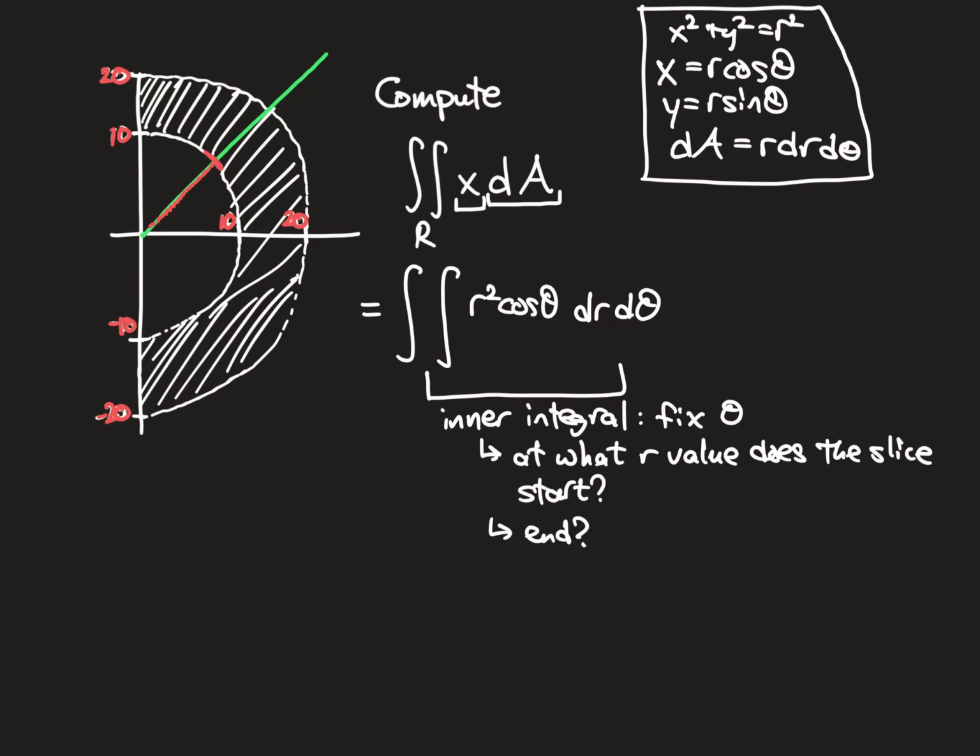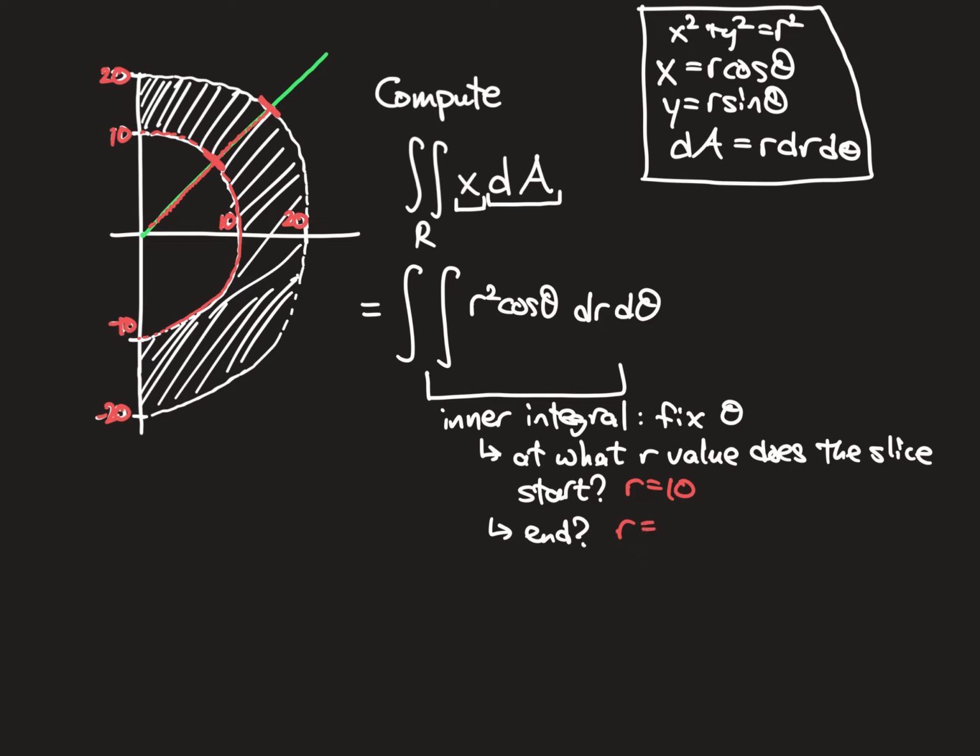So right here. Where does the slice start? Here. And then where does it end? Here. So at what r value does the slice start? Well, we said earlier this is the circle of radius 10. So at what r value does the slice start? Well, r is equal to 10. And then where do we stop? r is equal to 20.